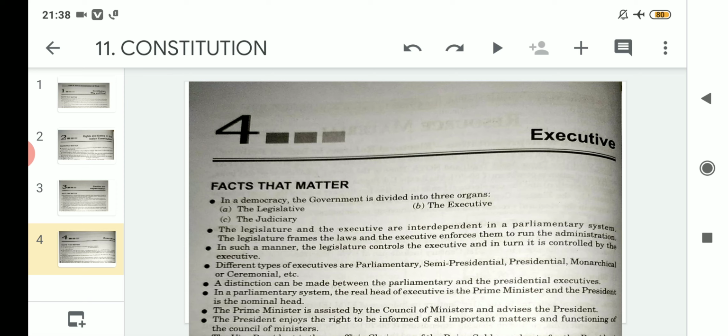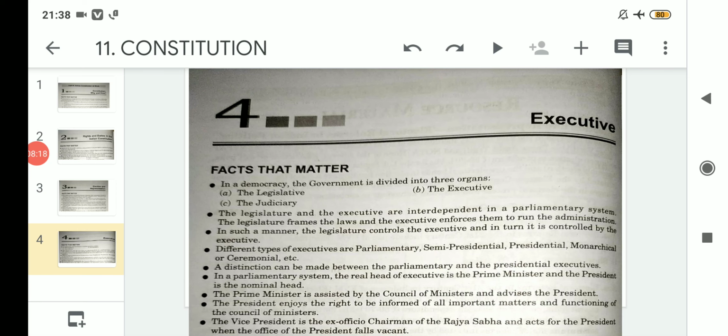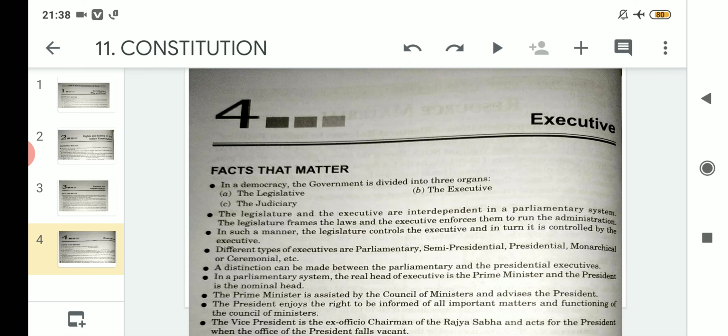Now the next point: the president enjoys the right to be informed of all important matters and the functioning of the council of ministers. The council of ministers and prime minister are there to assist and advise the president, and the president enjoys the right to be informed. That means every important decision and every piece of advice given by the council of ministers and prime minister, the president is informed about. So in this way, the president, being the nominal head, enjoys the right to be informed of all matters and functioning related to the council of ministers.